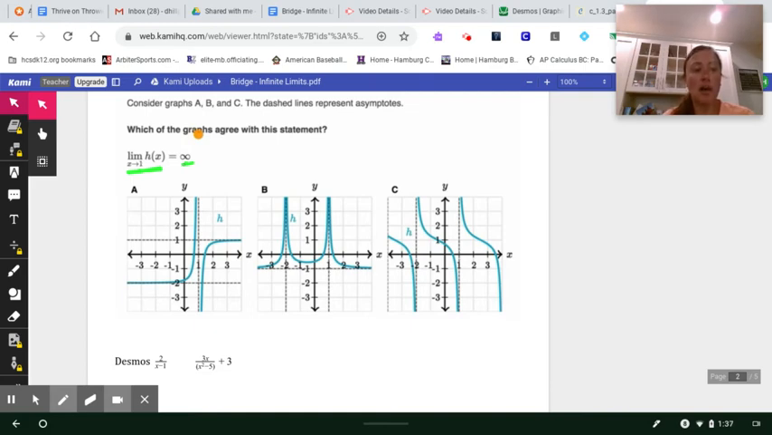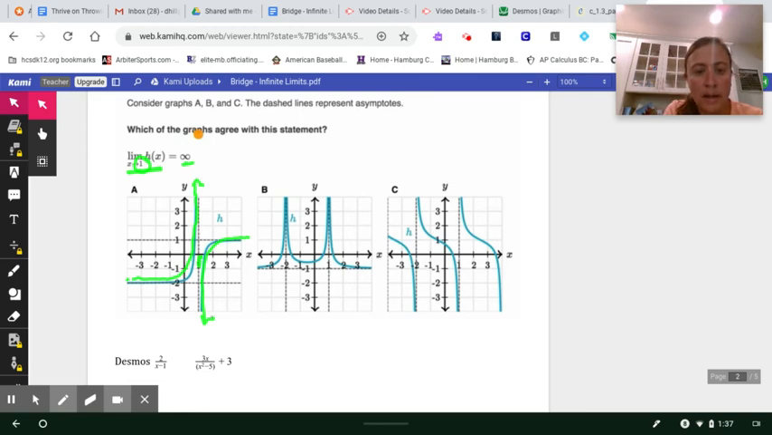So let's look at option A. I want to approach 1 from the left side. So here's 1, right? If I follow the graph from the left side, it's going to positive infinity. The right side is going towards negative infinity. So right away, the limit does not exist. The left side did not equal the right side. Let's take a look at the next example.